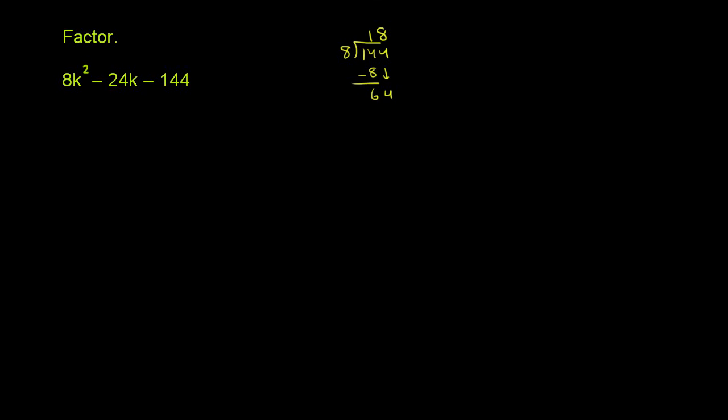So this will become 8 times k squared minus 24 divided by 8 is 3k minus 18. Now we have to factor this business in here. And remember, if anything has the form x squared plus bx plus c, where you have a leading 1 coefficient, this is implicitly a 1. We have that here in this expression in parentheses.